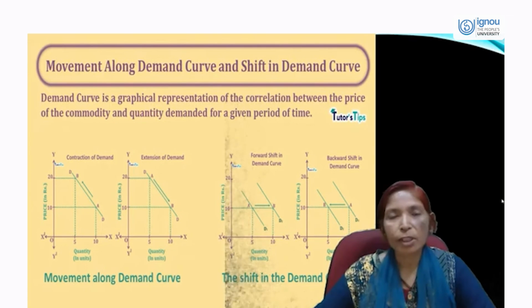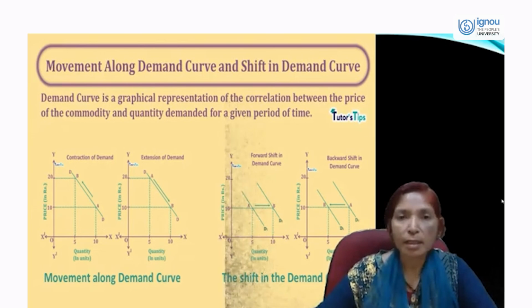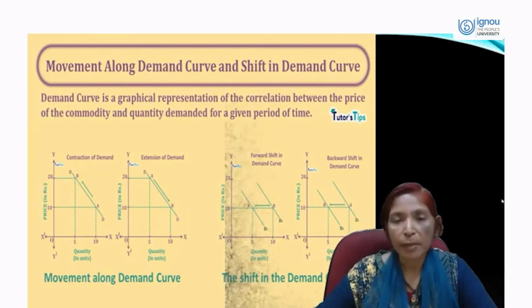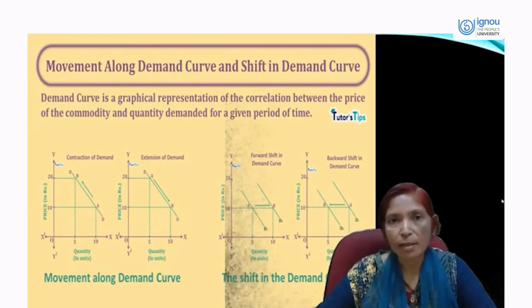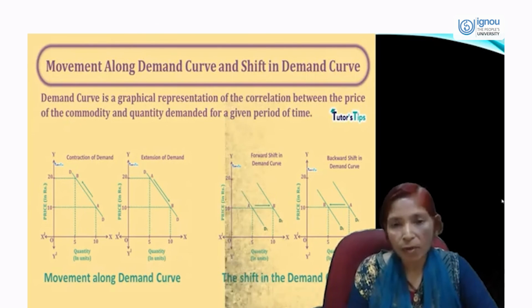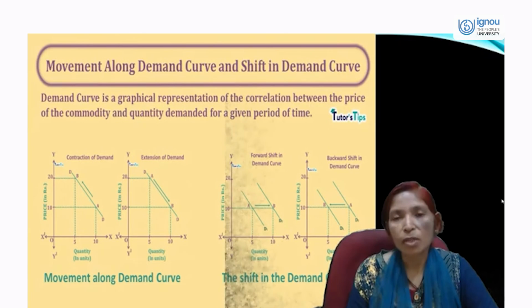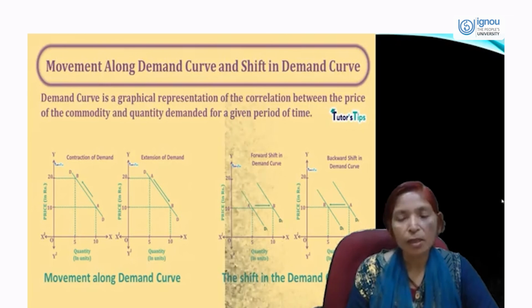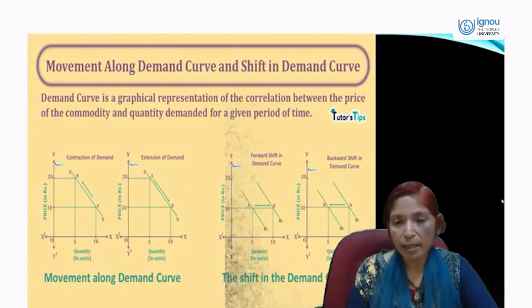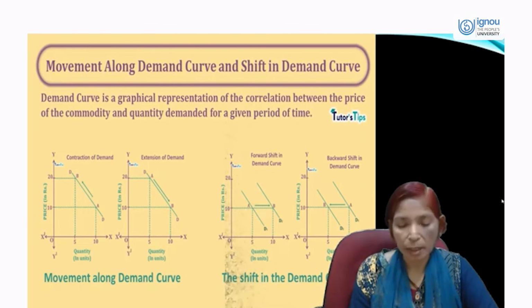And in case of shift in demand, the demand curve will shift parallel either to the right hand side or left hand side. It happens due to change in other factors, price remaining constant. So in case of forward shift or increase in demand, price remains constant. Only quantity demanded will increase due to change in other factors. So if the demand curve shifts to the right hand side, this is called increase in demand. And if the demand curve shifts to the left hand side, this is called decrease in demand.